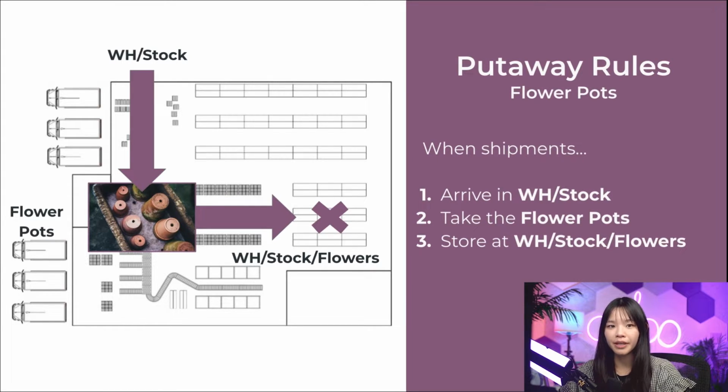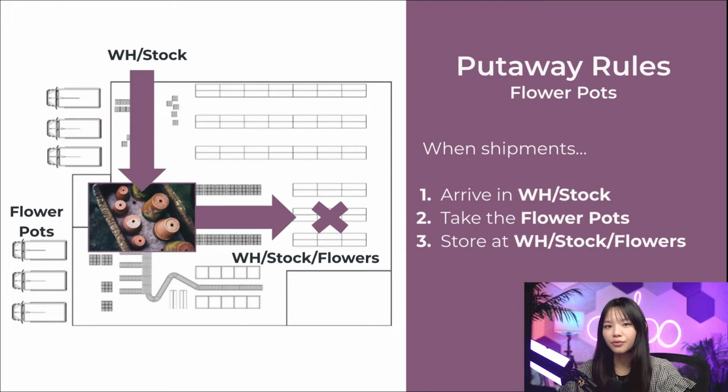I have a general parent location in the warehouse for storing all of my products. We call that warehouse/stock. And in that general space, I set up a shelf specifically for flower pots, which we'll call warehouse/stock/flowers. By creating a put-away rule for our flower pots, anytime I receive those products, Odoo will tell me that they go on that special shelf. Plus, anytime someone orders flower pots from me, Odoo will tell me to pull the product from that shelf.